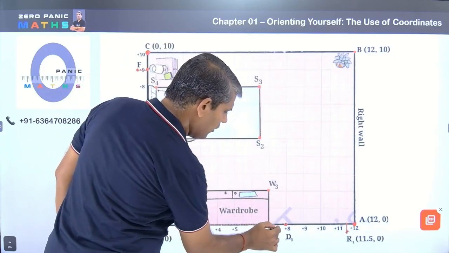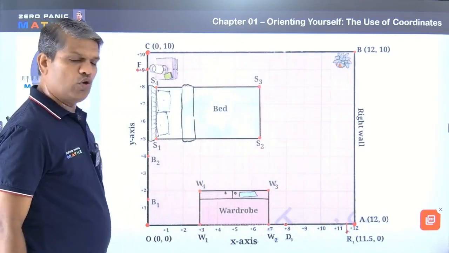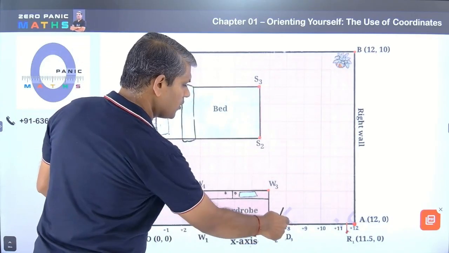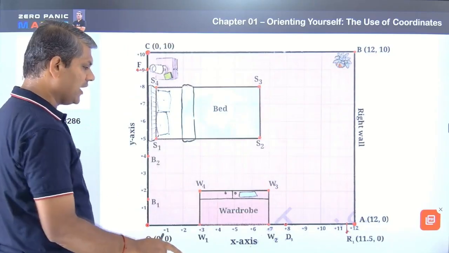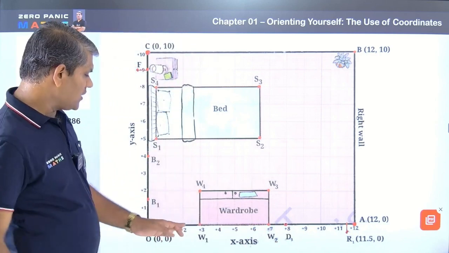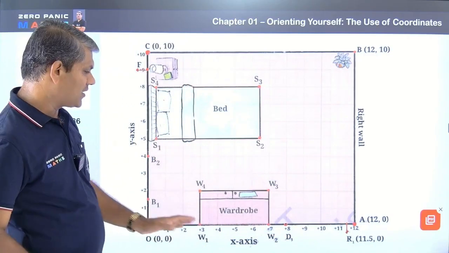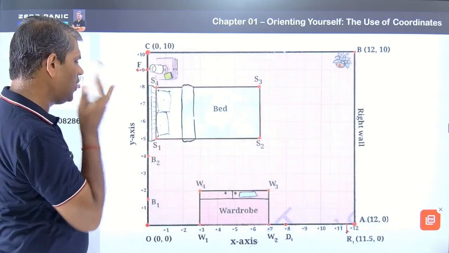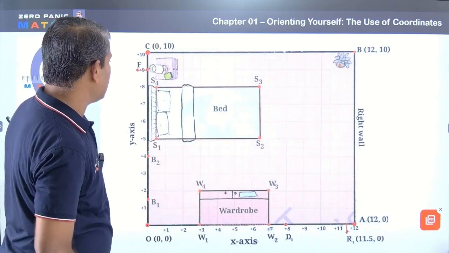The first question is, if D1 R1 is the entry or the door to this room, how far is the door from the y-axis? This distance we need to tell them. That is the first question. And second, how far is this door from the x-axis? As you can see, it is on the x-axis only, so there is no distance from the x-axis. It is on the x-axis itself, so you can say it is 0 feet or 0 unit distance only.